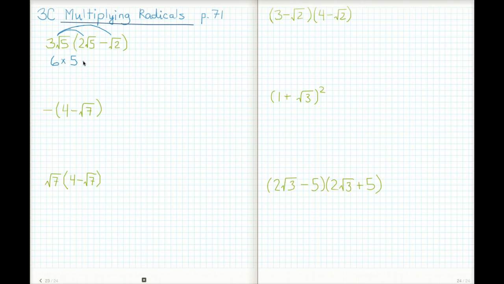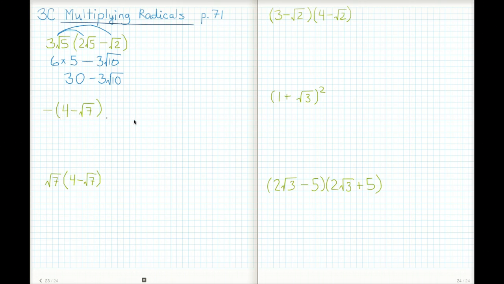Once I've done the first part, I do the second part. This minus sign has to be taken over into the final expression as well, so think of this as a negative square root 2. So 3 times negative 1 is negative 3, or minus 3. Square root 5 times square root 2 is square root 10. And the final answer is then 30 minus 3 square root 10. So I've expanded this expression by multiplying radicals.